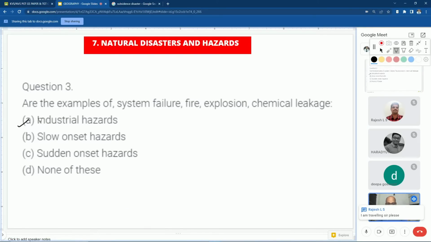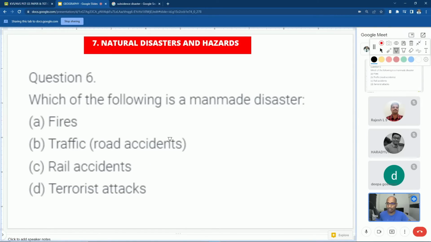Let us go back once to the previous question. Dash are the examples of system failure, fire, explosion, chemical leakage. The answer which I had written when I practiced, none of these is coming, but let us find this answer later on. Okay. And now next question, Deepa ma'am.